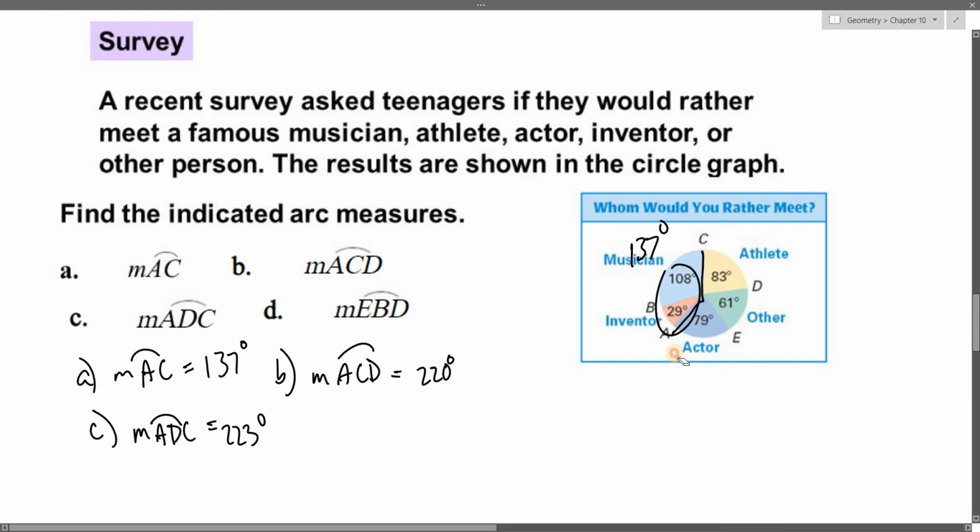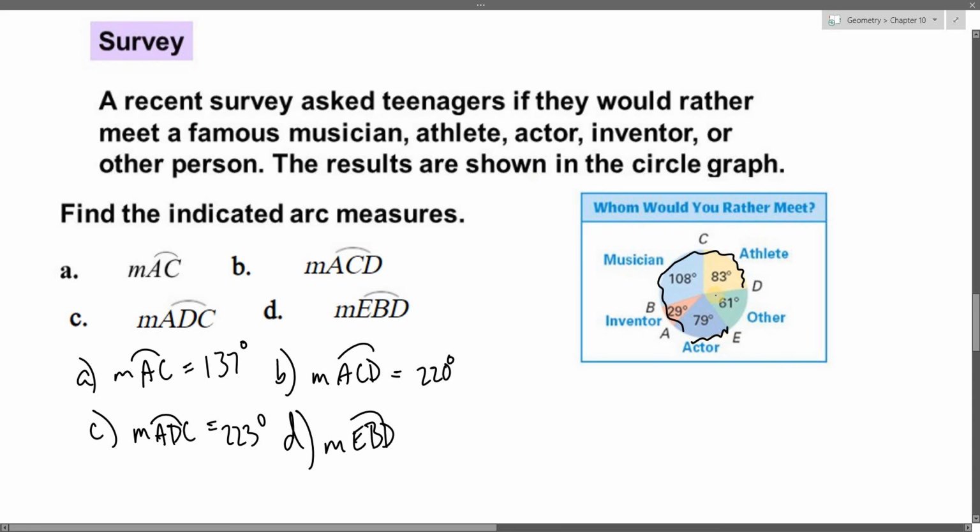All right, let's look at letter D. And again, being educated means we got to be able to do it both ways. All right, letter D. It says find the measure of EBD. We'll do it their way this time. E, B, and D. All right, so EBD says we start at E, we go towards B, and then we end at D. So we're getting all of this, EBD.